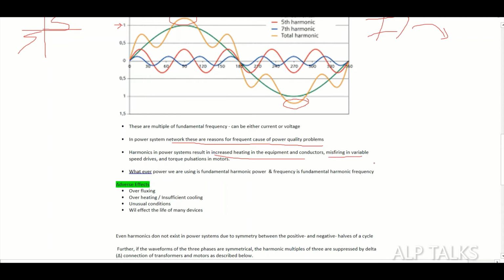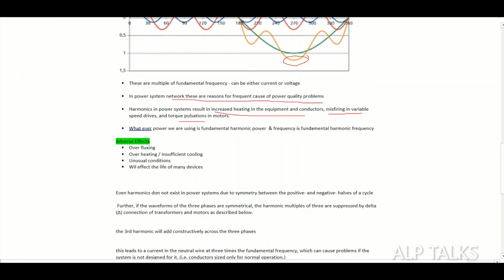Misfiring in variable speed drives. Whatever variable speed drives we have, the firing also won't occur properly, and pulsating torques will be there. So we should take care of these things.